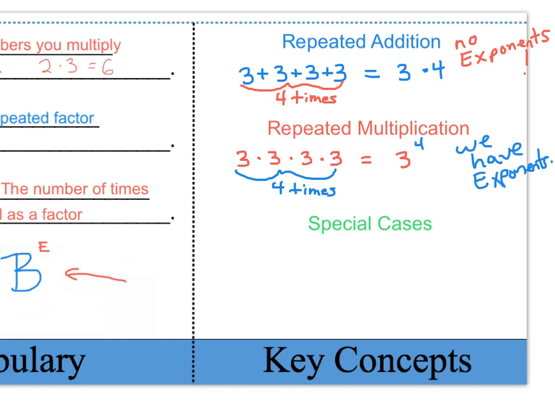Notice in repeated multiplication, we have exponents. Let's clarify one more time. Repeated addition, no exponents. Repeated multiplication, we use exponents. Here are some special cases.